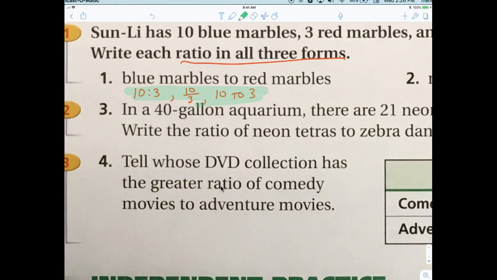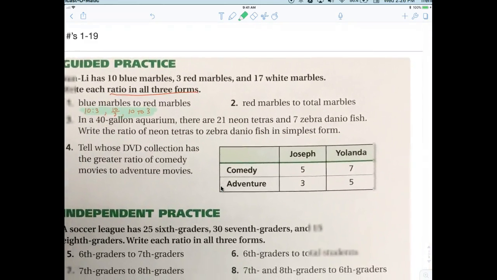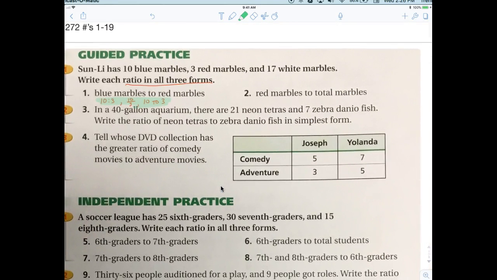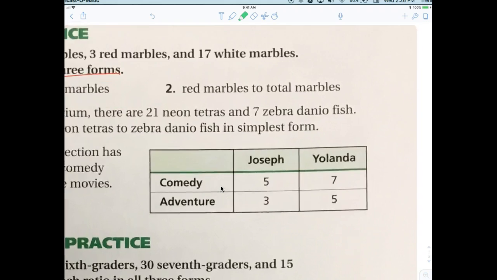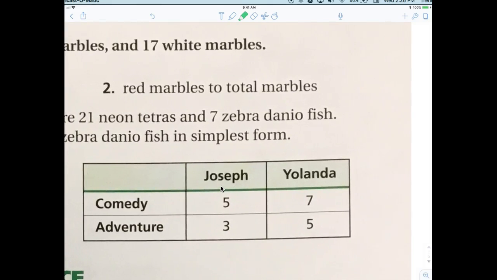Very simple. Now, red marbles to total. How many marbles are there all together? 30. So it'd be 3 to 30, or 3 over 30. How do I write a ratio mostly? I write it as a fraction, believe it or not. I want you to write it as a fraction, 3 over 30. And then what should we do to 3 over 30? Reduce it. So it'd be 1 over 10. Then I just want you to put equals 1 over 10 for each one.